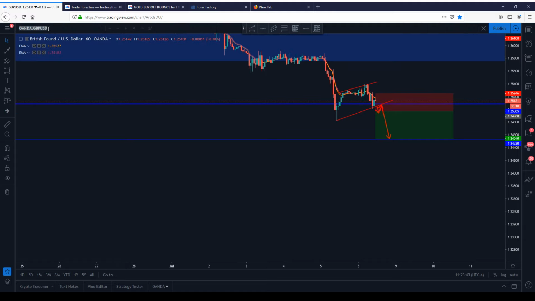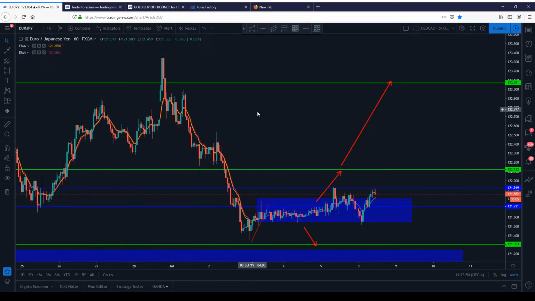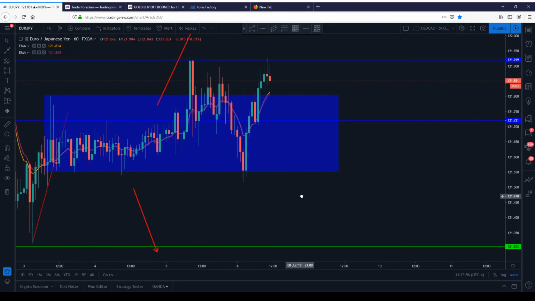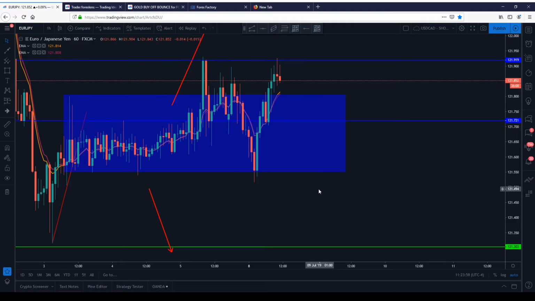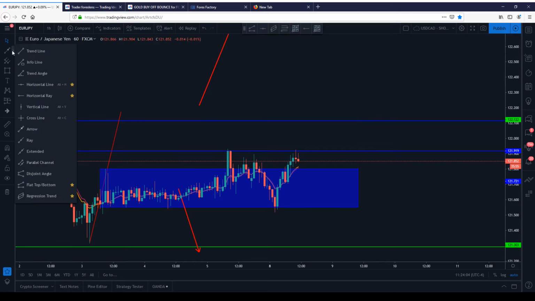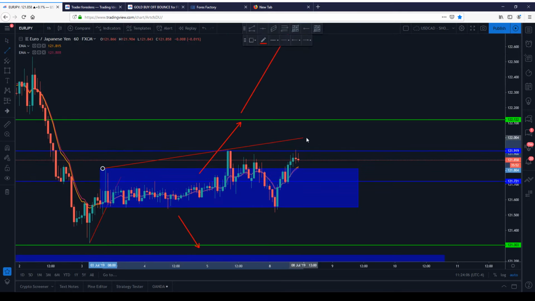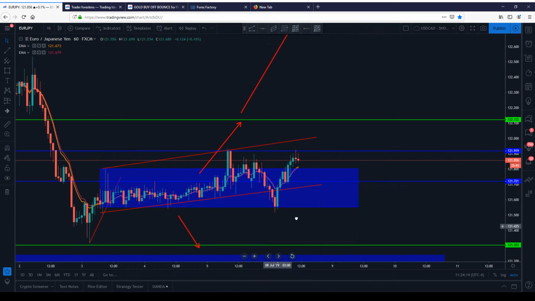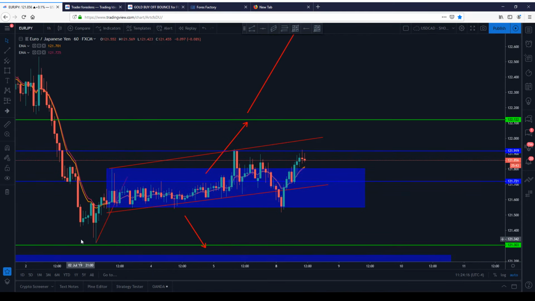The euro yen, I called the swing short, not a swing, a scalp. Let's see what happened with that. I actually called it off my phone too. Yeah, I believe I drew a channel in the 30-minute time frame. And right here I thought we were just gonna spill over, but we actually just popped back up.